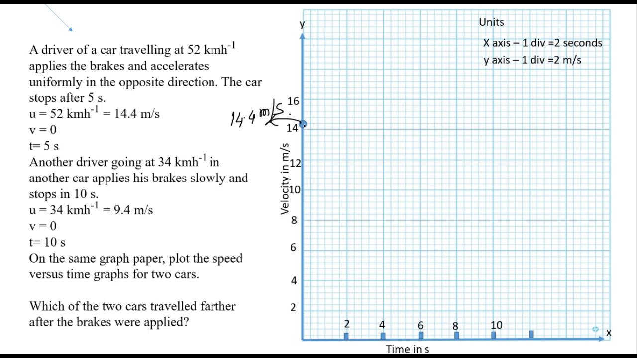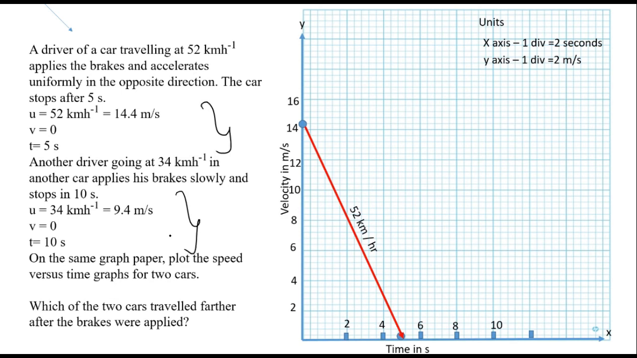And then the velocity dropped because the brakes are applied, and finally it comes to 0. So velocity becomes 0 after how many seconds? 5 seconds. So the next point will be somewhere, this is 4 and this is 6, so somewhere here it will be 5 seconds. When you join these two, you get the graph of that car which is running at 52 km per hour. Okay, so this is over.